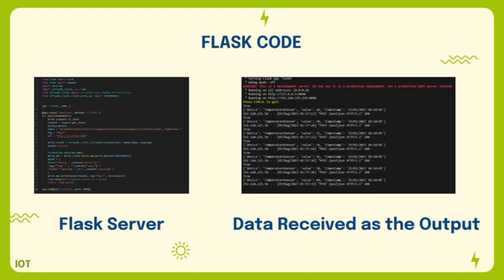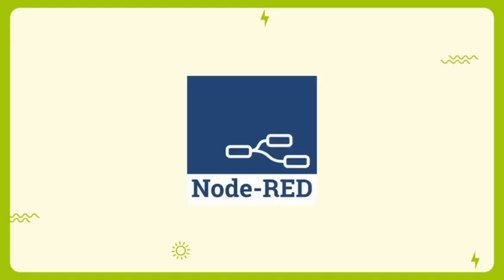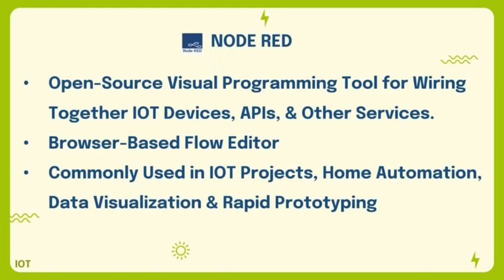But before proceeding further to the database, I would like to explain Node-RED and methods to create flows using Node-RED. Node-RED is an open source visual programming tool used for wiring together IoT devices, APIs, and online services. It provides a browser-based flow editor that allows users to create and deploy applications by connecting various nodes in a flowchart-like manner. Node-RED is commonly used in IoT projects, home automation, data visualization, and rapid prototyping.